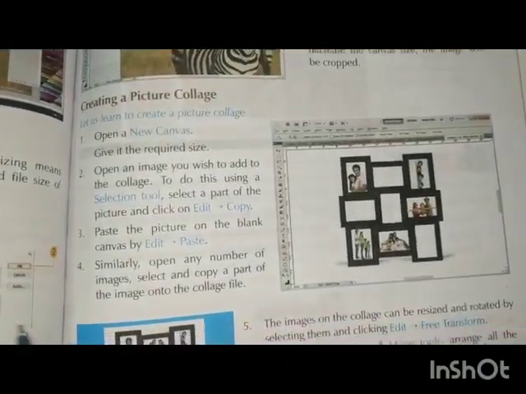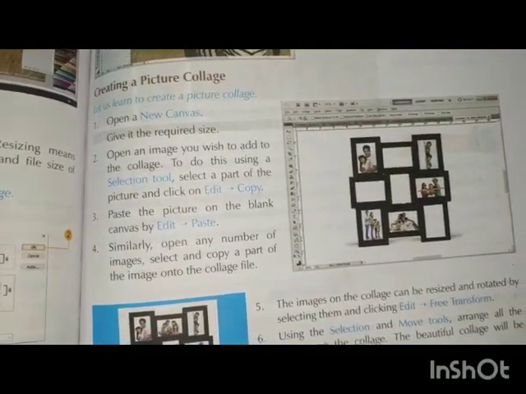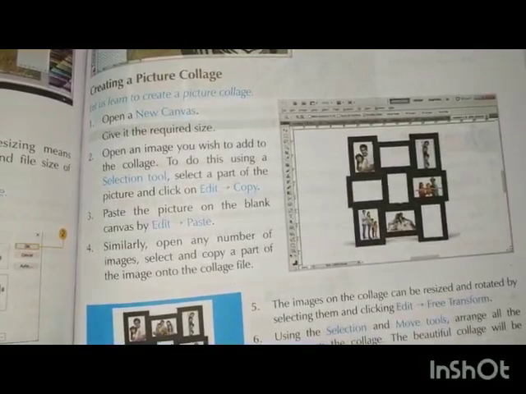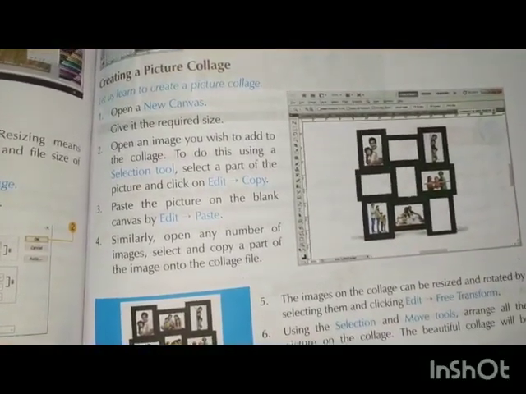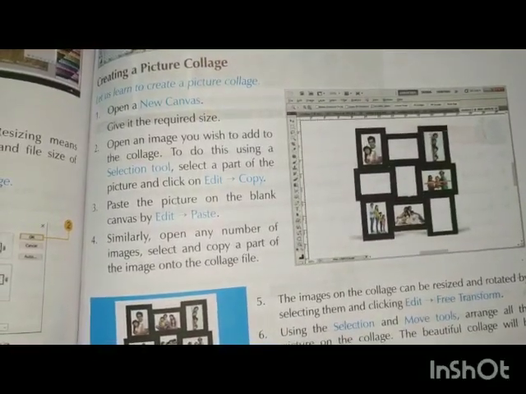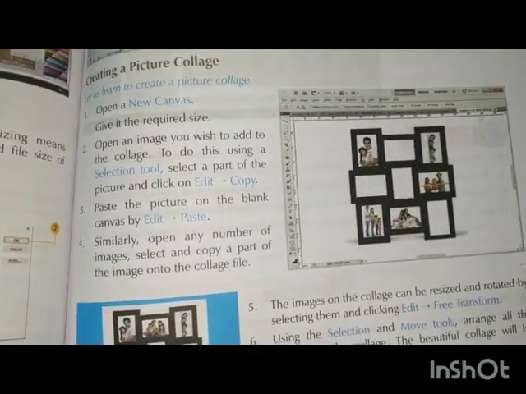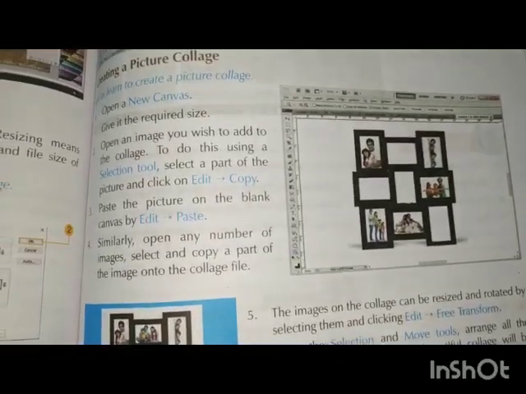Next is creating a picture collage. Nowadays you create picture collages so many times. So in Adobe Photoshop, what you have to do is first of all open a new canvas. As soon as you open a new canvas, you will give it the required size, of whatever size you want that canvas to be.